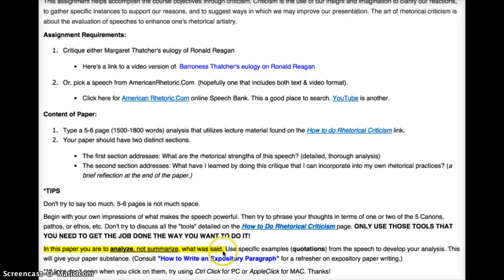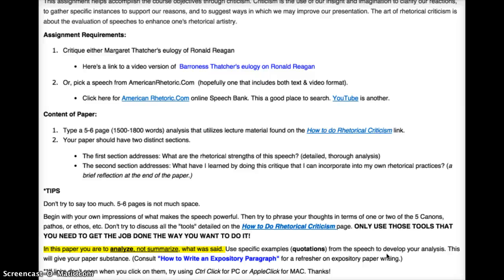One important and key thought that I want to leave with you is that in this particular paper, you are to analyze, not summarize what was said. Remember, I'm going to be reading the speech text before I read your critique, so there's no need for you to spend 2 pages of summary. So just briefly, maybe in a sentence, mention something, and then go ahead with your analysis. What I'm really looking forward to is the use of specific examples in the form of quotations from the speech itself to develop your analysis and support the claims that you're making, and that will definitely give your paper substance.